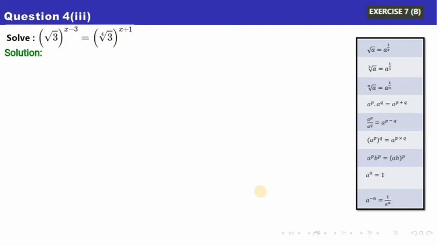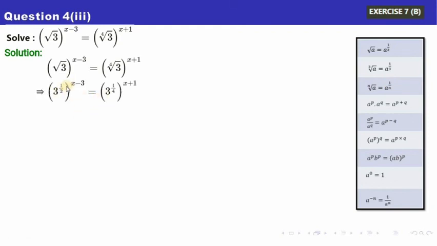Okay, so let me take one more problem. So the problem is pretty simple because we have already seen this kind of problem. So you know, square root of 3 for the first one is a to the power half. Yes, that is 3 to the power half. So fourth root of 3, if you use this, this is 3 to the power 1 by 4. I hope this thing is clear to you.